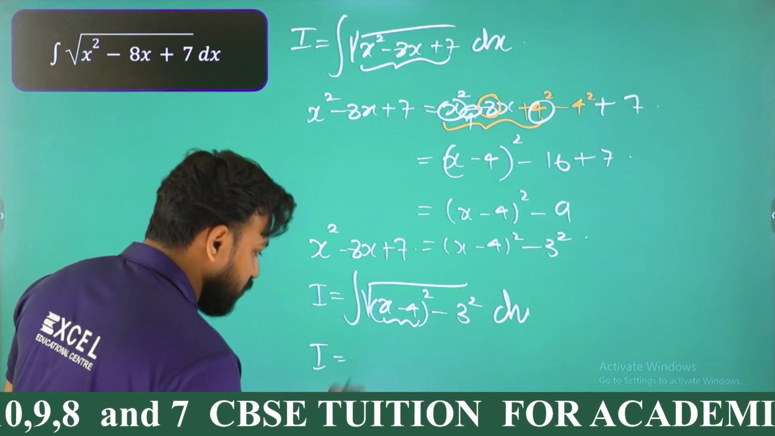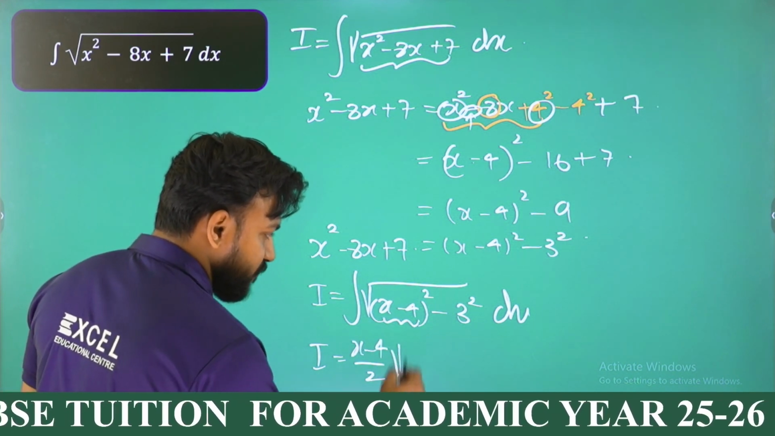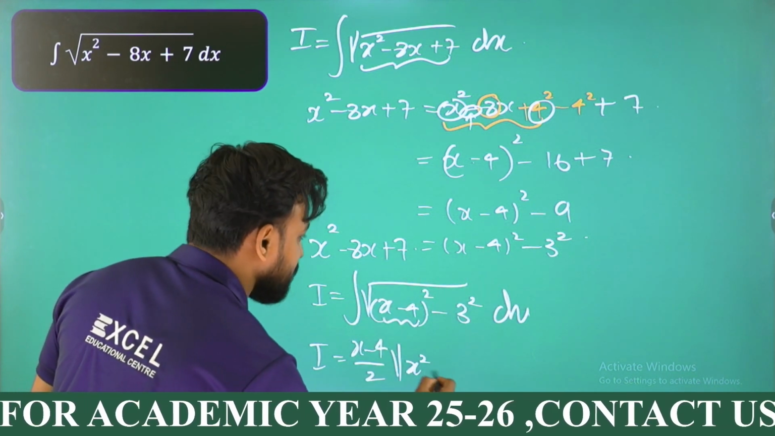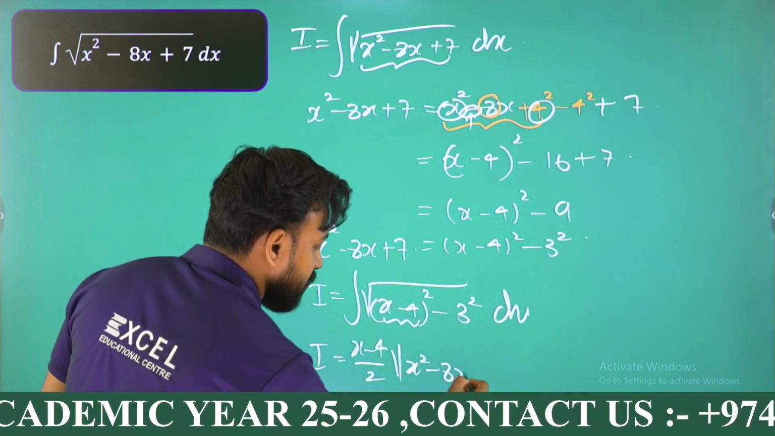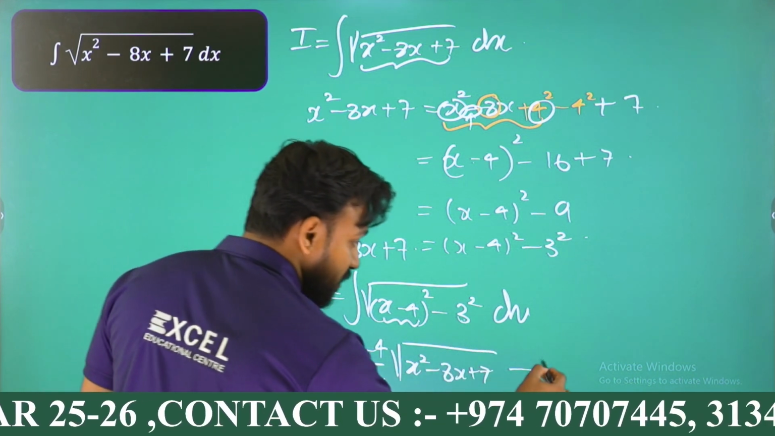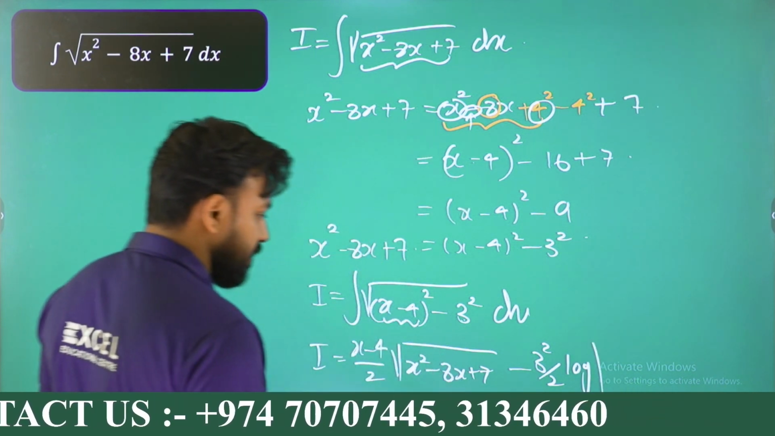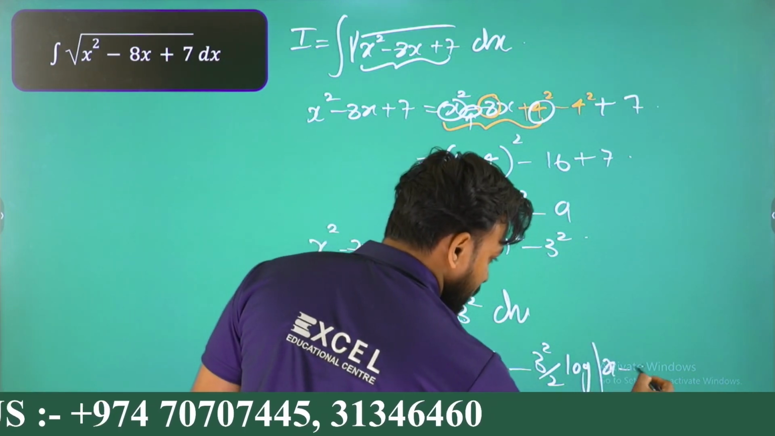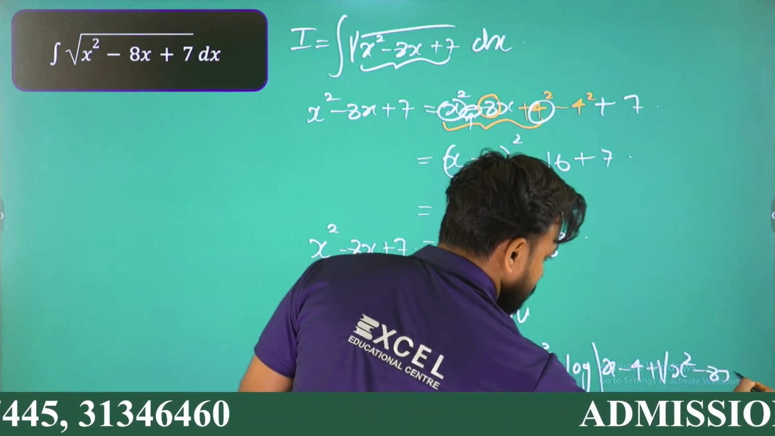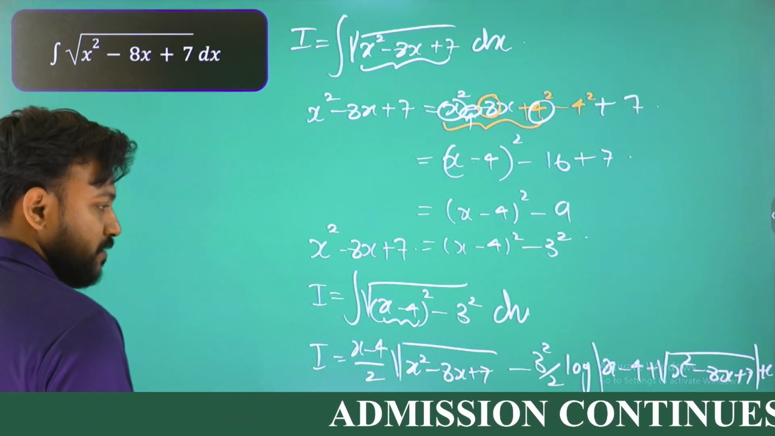So I is equal to x by 2, x minus 4 by 2 root of this thing itself. This thing is what? It's a polynomial. You can write the polynomial, that looks good. Minus a square by 2. A square is what? 3 square by 2 log mod x. Instead of x we have x minus 4 plus root of the polynomial x square minus 8x plus 7 plus c. Ready? So this is your answer.